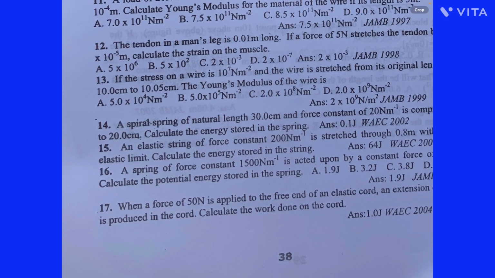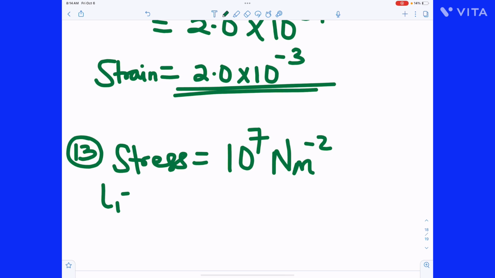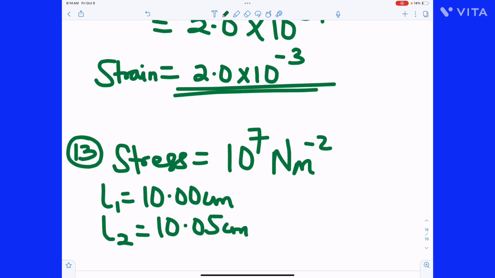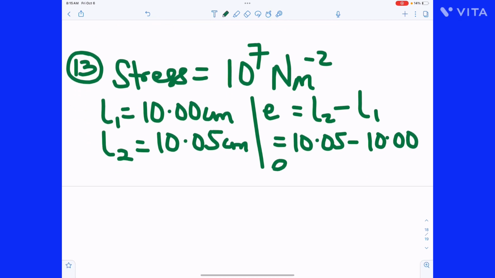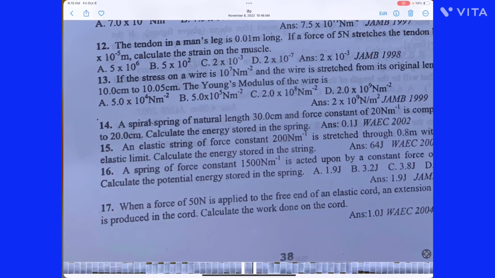The question says the wire is stretched from its original length of 10 centimeters to 10.05 centimeters. Its original length L1 is 10.00 centimeters. Its final length L2 after being stretched is 10.05 centimeters. So we can get the extension produced here. The extension produced is L2 minus L1. So that's 10.05 minus 10.00, which gives us an extension of 0.05 centimeters. Okay, let's keep that.